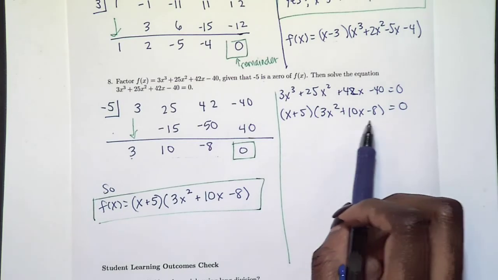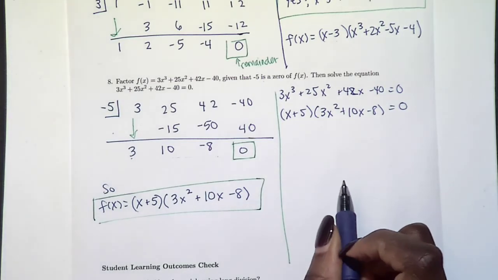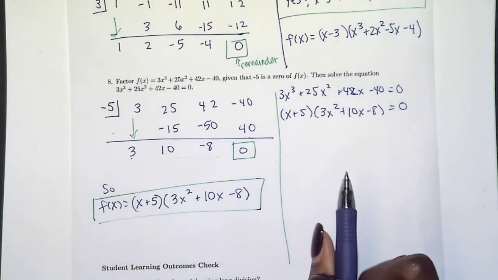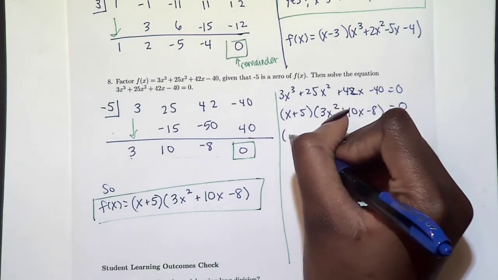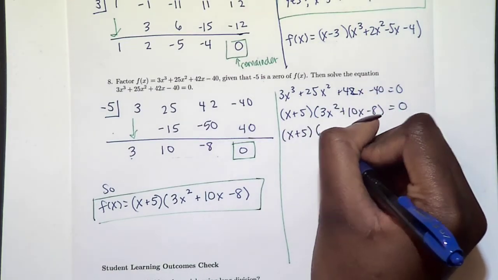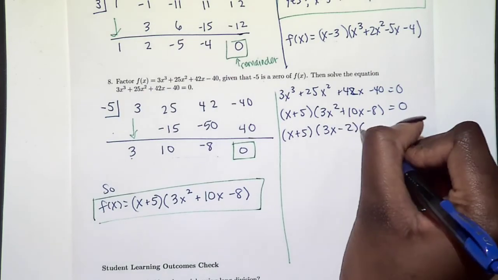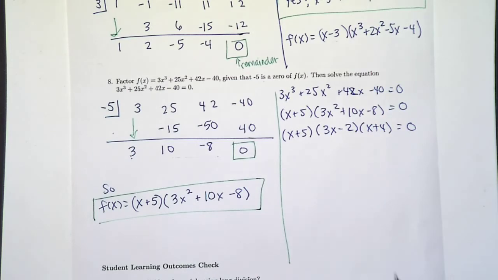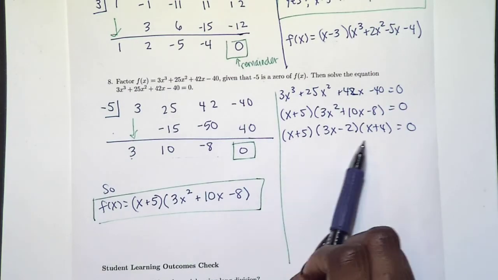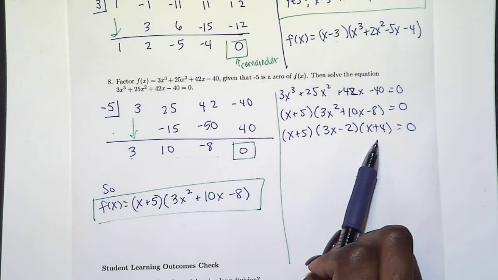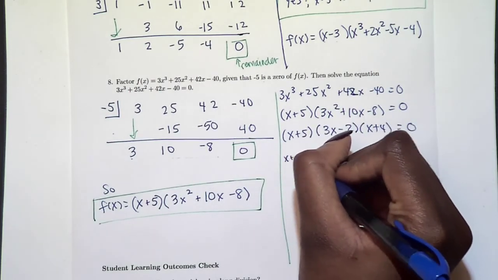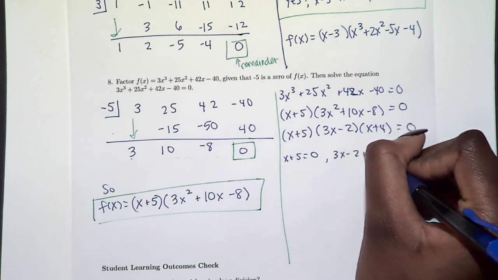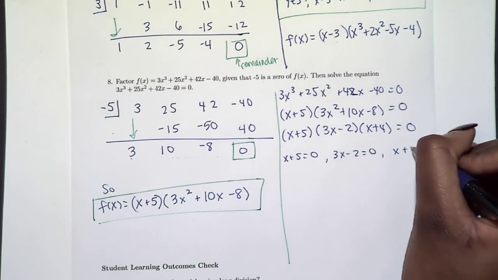We can factor this, right? You can guess and check, or you can use the X-box or the quadratic formula to figure out the factors, whatever you want. I'm going to factor this out. This is 3x minus 2 times x plus 4 equals 0. So what does that tell us? We have 3 things multiplied by each other to equal 0. That means at least one of these is 0. So we're going to see what happens when each of them equals 0: x plus 5 equals 0, 3x minus 2 equals 0, and x plus 4 equals 0.